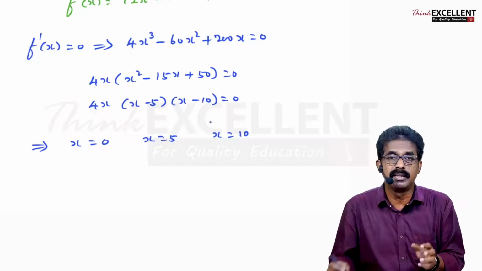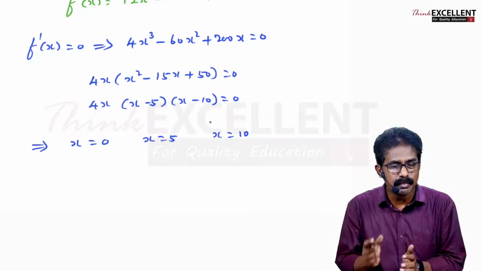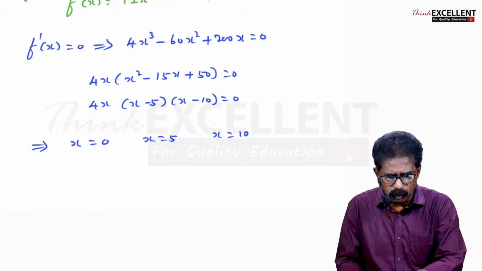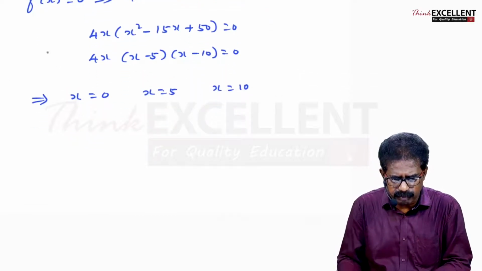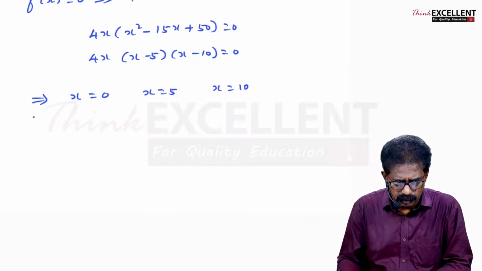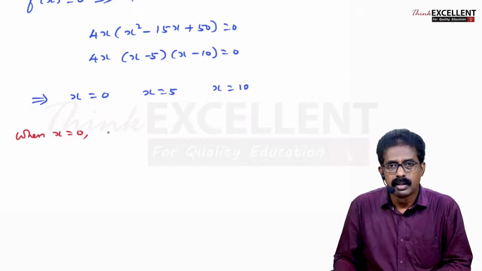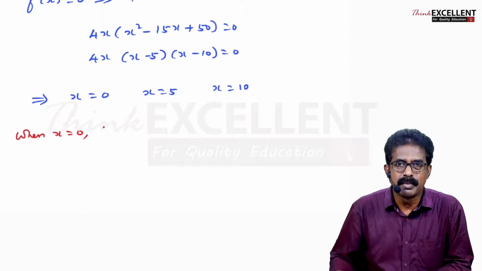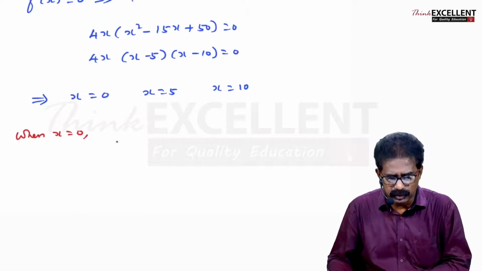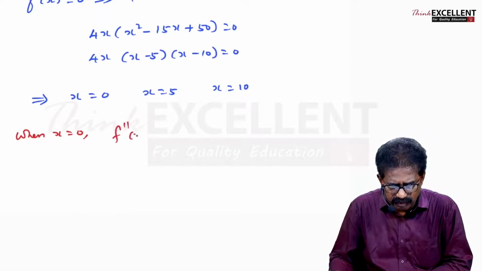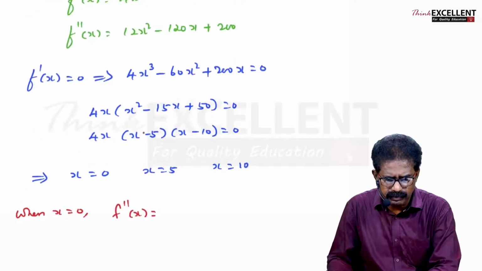At these points there is a local maximum or minimum. So you take them one by one. We take the first point. What's the first point? x equal to 0. When x equal to 0, how can you identify local maximum or minimum? You substitute in the second derivative. You find f double dash of x. What is f double dash of x?